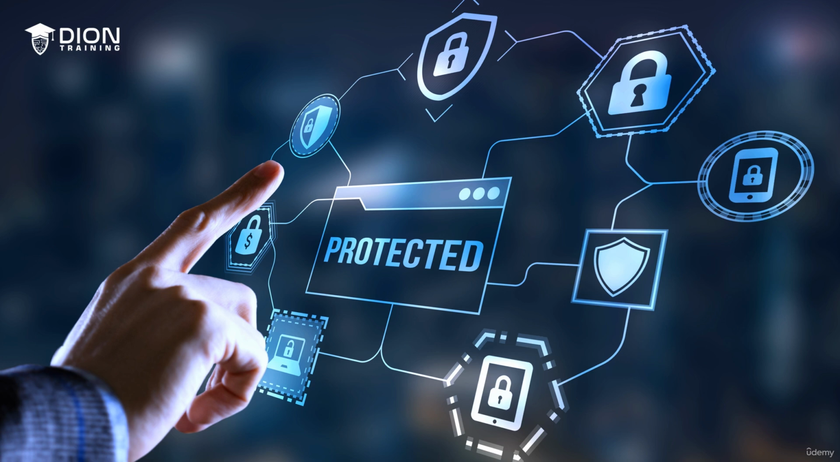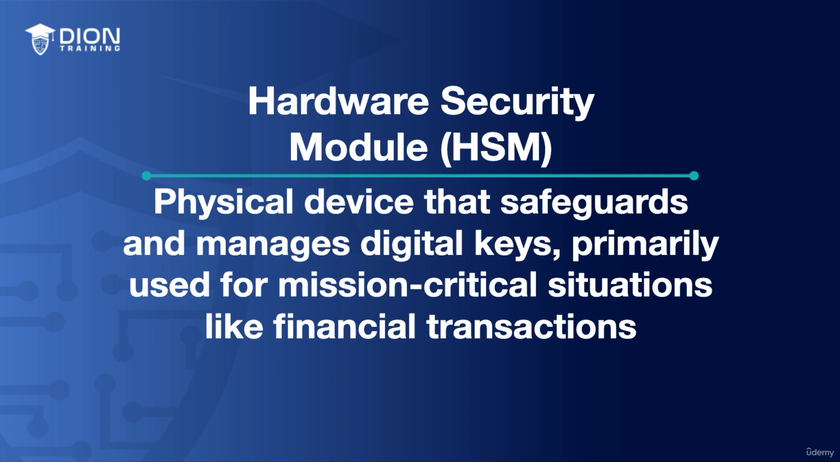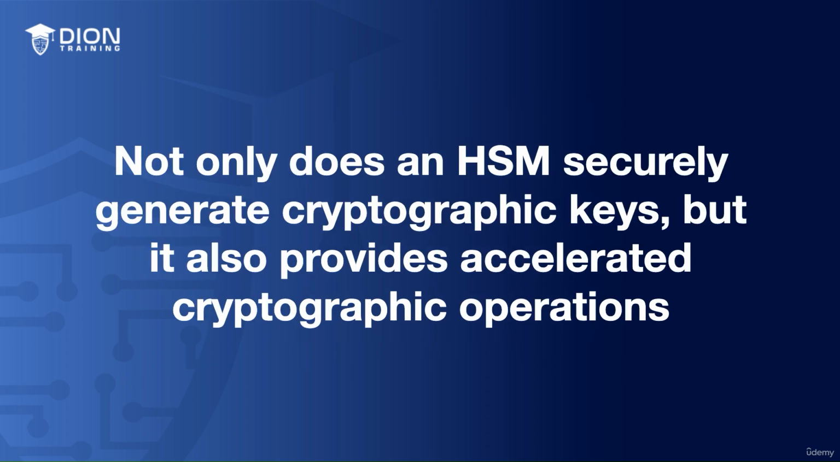Second, we have the HSM, also known as the Hardware Security Module. Now, if our TPM is like a personal vault, an HSM is like a high-security bank vault. It is a physical device that safeguards and manages digital keys and is primarily used for mission-critical situations like financial transactions. A hardware security module will perform encryption operations within a tamper-proof environment, and this makes it a reliable choice for sensitive operations. Not only does the hardware security module securely generate cryptographic keys, but it also can provide accelerated cryptographic operations, all within a tamper-resistant hardware device.